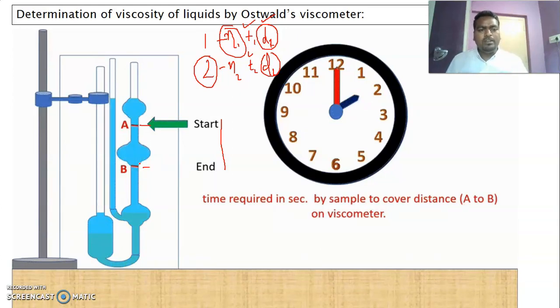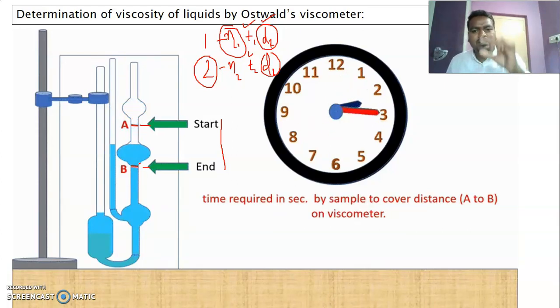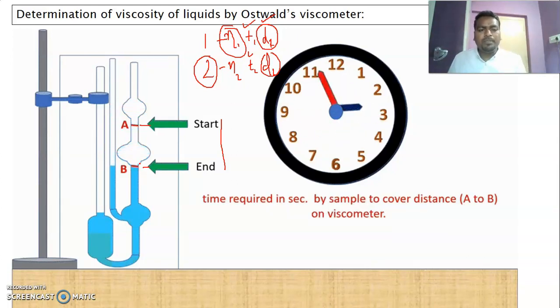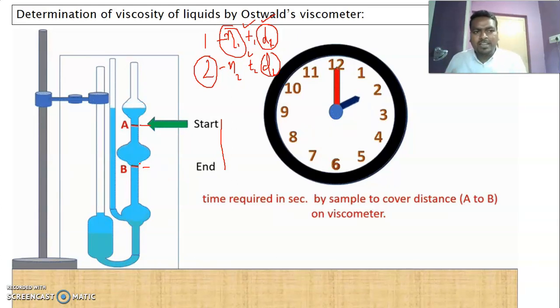In this experiment, we are just measuring the time taken by the liquid to flow between two reference points, at a particular distance. There is a fixed distance, and in that distance it must flow from one point to another point. We are going to measure the time. Here time is very important. Why? Because if viscosity is more, it takes more time. If viscosity is less, it takes very short time. That's why we are measuring time, and also we are measuring density.